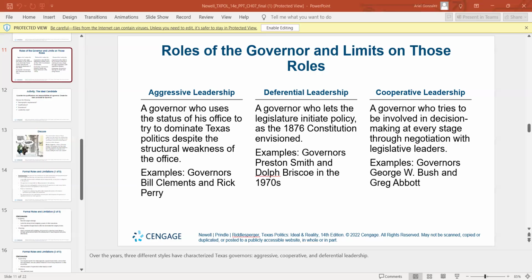Texas is short of vacancies on the judiciary. Texas's short biennial legislative session permits the governor to make many interim appointments when the legislature is not in session.